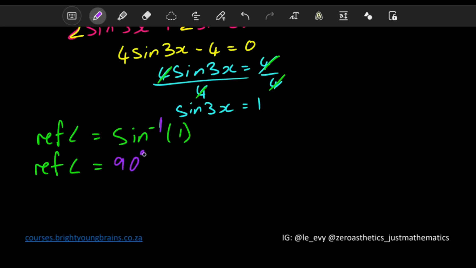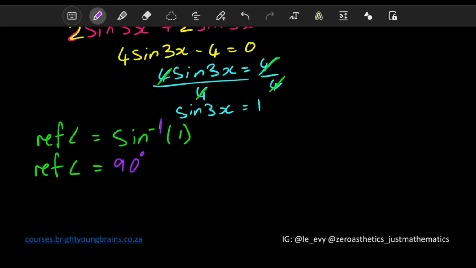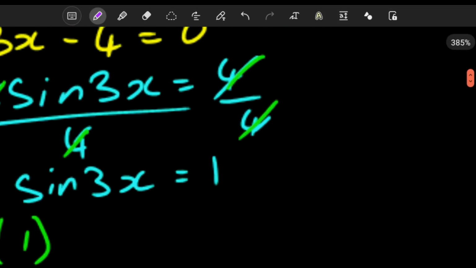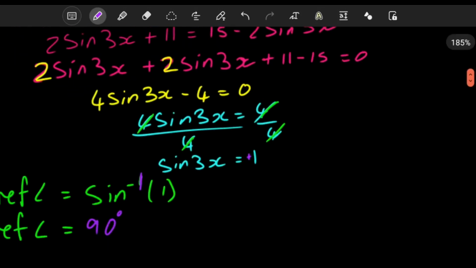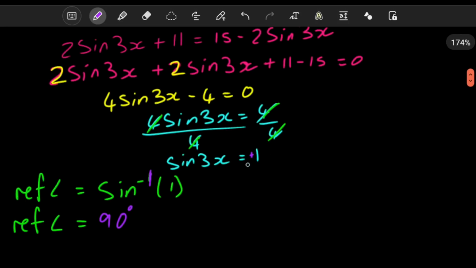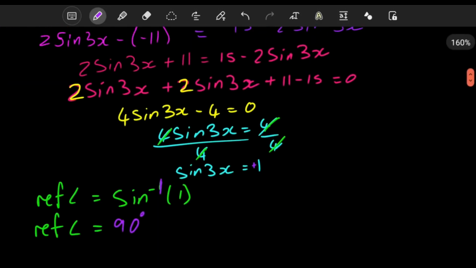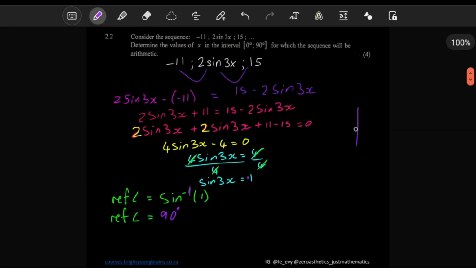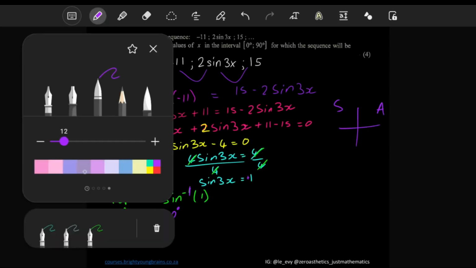Our reference angle is 90. After you get your reference angle, you need to think to yourself, okay, this is a positive number, right? Anytime you get a reference angle, always use it as a positive, even if it's negative. Because once you get your reference angle, you need to ask yourself, working in the positive quadrants. So in your CAST diagram, these are the two quadrants where sine is positive.